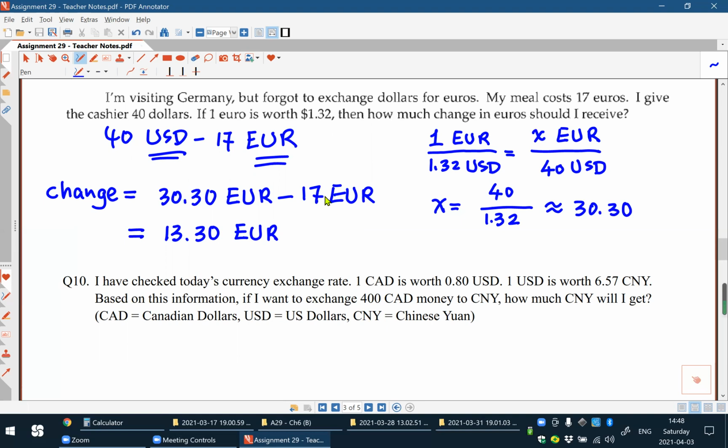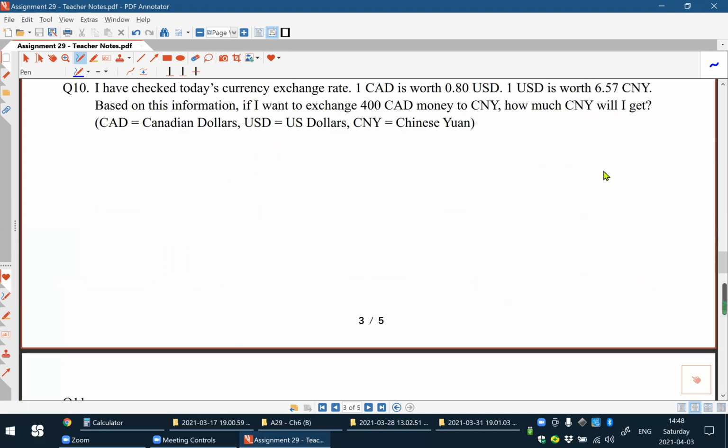Okay, any questions? No? All right, let's see the next one. Question 10. I have checked today's currency exchange rate. 1 Canadian dollar is worth 0.80 US dollars. 1 US dollar is worth 6.57 Chinese yuan. Based on this information, if I want to change 400 CAD to CNY, how many CNY will I get?